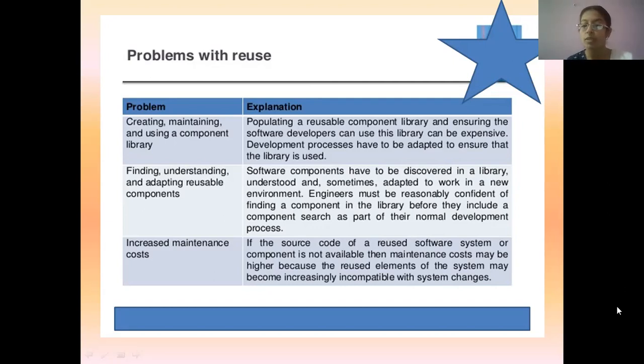If we reuse the source code of the system, that means the maintenance costs automatically increase, because we are keeping and maintaining each and everything in our library. It increases our maintenance cost. So the main thing is incompatibility with system changes, whether it is going to be compatible with the other platform or not. So these automatically increase the cost of the components.